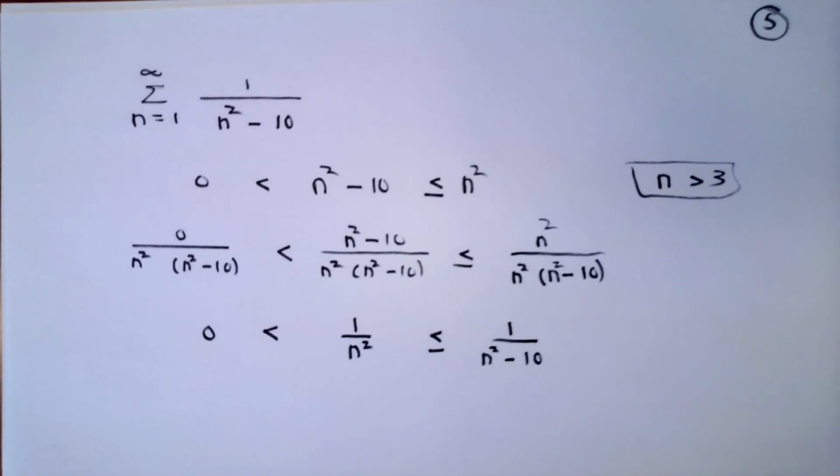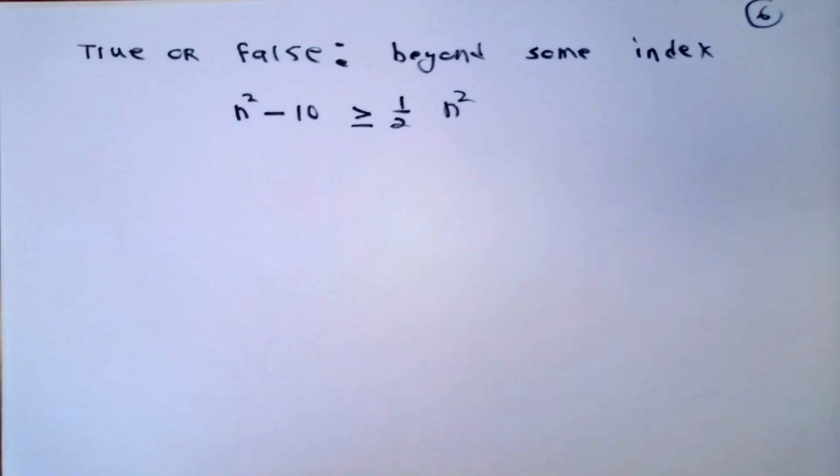So let's see what we can do. I want to see under what circumstances n squared minus 10 is bigger than 1 half n squared. The 1 half is just for convenience. I could have used 1/3 or 1/4 or 0.9. I could use any number that's not as big as 1. What I'm hoping to see is that this is going to be true for all n values beyond some specific n value.